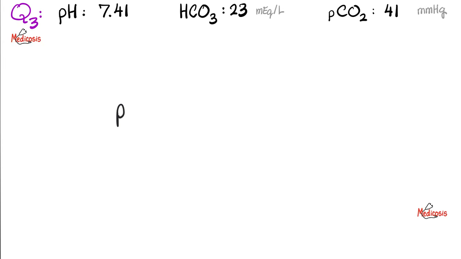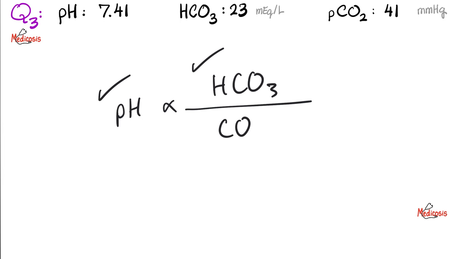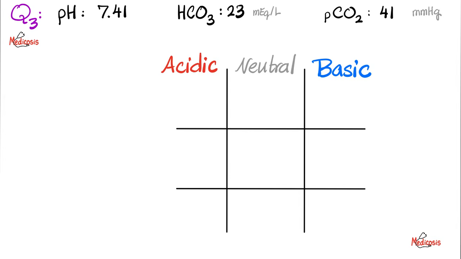Same question using the golden equation. Do unto others what you want them do unto you. The pH is normal, the bicarb is normal, and the carbon dioxide is normal. Everyone is happy. This is a normal case. Using the tic-tac-toe, the pH is normal.